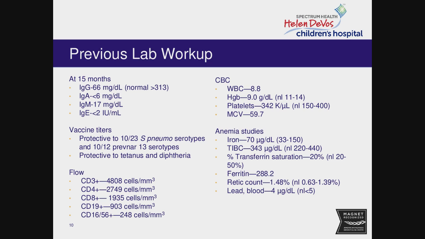Anemia studies were performed. Iron was normal, as well as total iron binding capacity. His percent transferrin saturation was normal at 20%. Ferritin was noted to be 288 at that time, with a reticulocyte elevated at 1.48%, and lead level was considered normal.